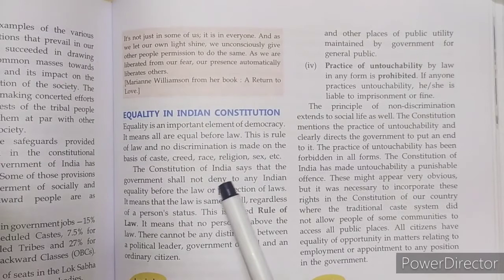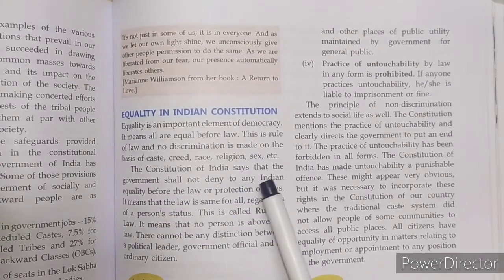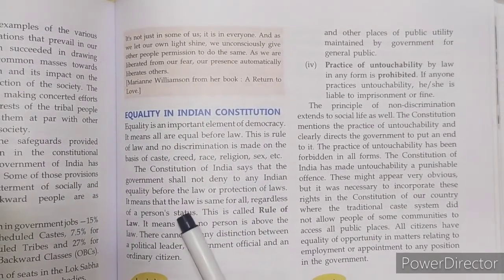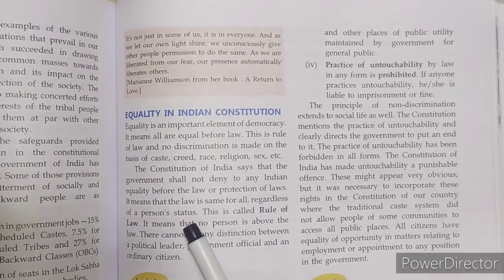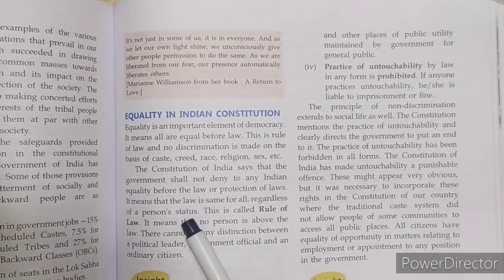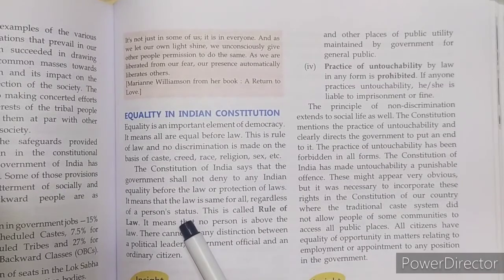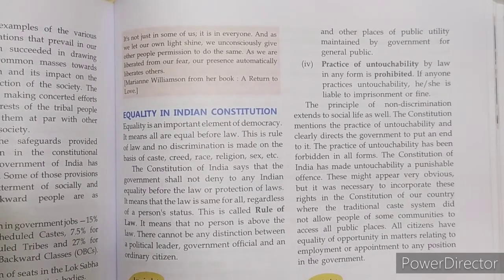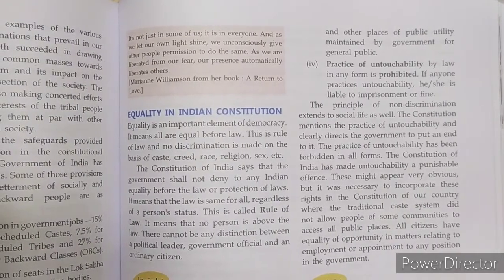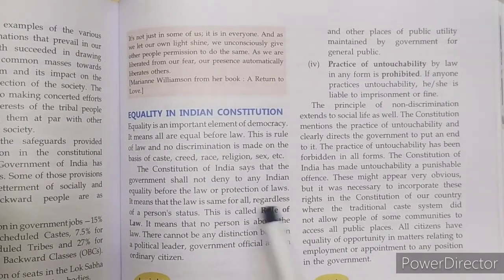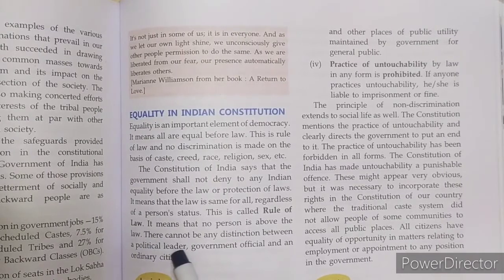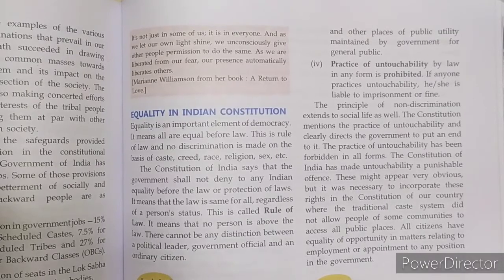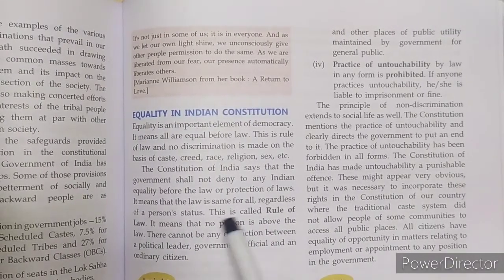The Constitution of India says that the government shall not deny to any Indian equality before the law or protection of laws. It means that law is the same for all regardless of a person's status. Rule of law means that every person in the country, from the President to a farmer, is bound by the same laws and is given the same treatment. So what is the meaning of rule of law? It means that no person is above the law. There cannot be any distinction between a political leader, a government official and an ordinary citizen.